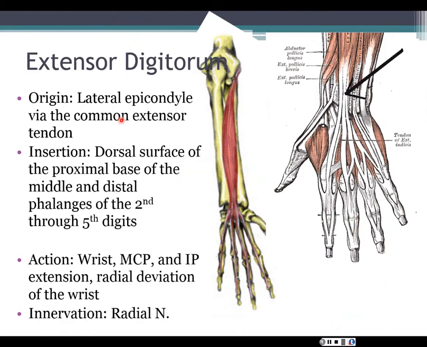Your extensor digitorum is going to have that common origin on the lateral epicondyle. It's going to go directly down the posterior side of your arm, and like your flexor digitorums, we only have one finger extensor. So unlike your flexors, we only have one finger extensor, one muscle. But like the flexors, it is going to split off into 4 different slips, and it's going to go down to each individual finger.